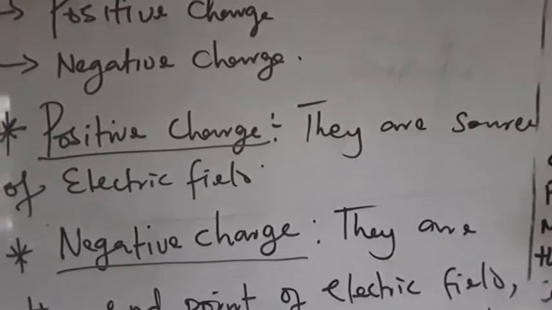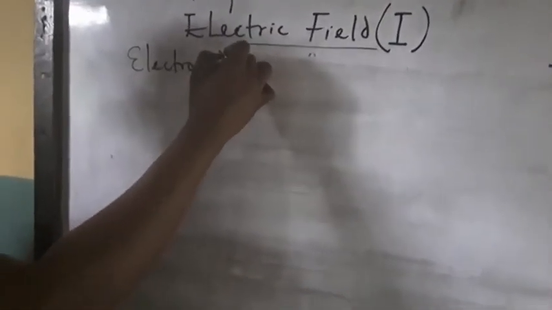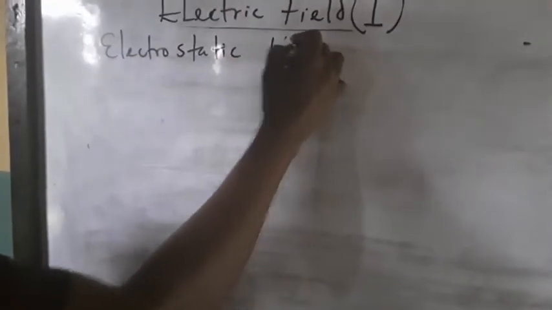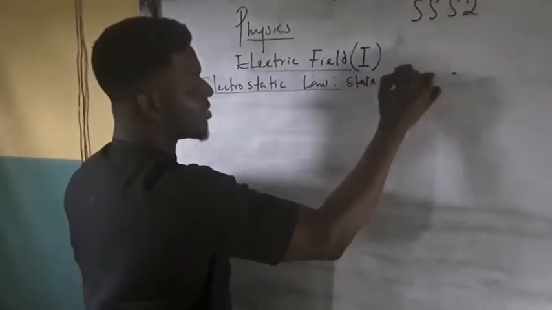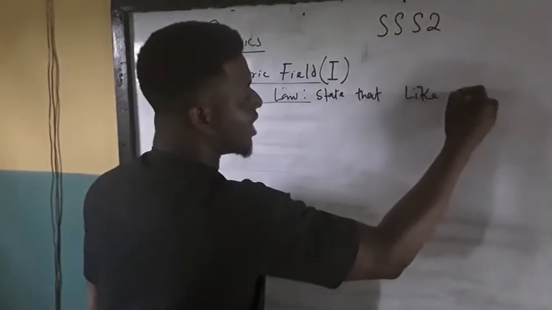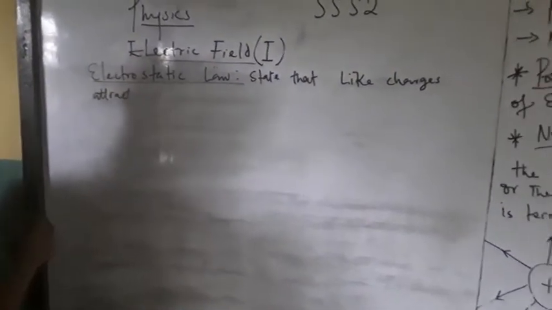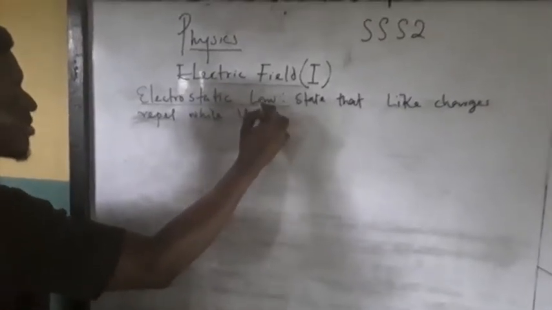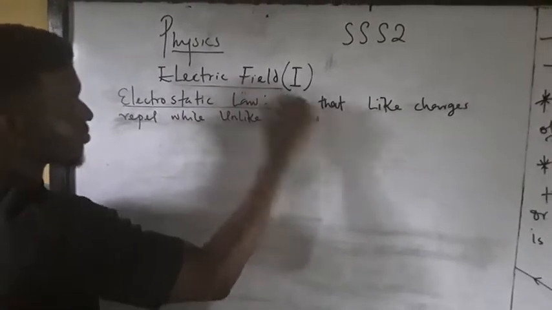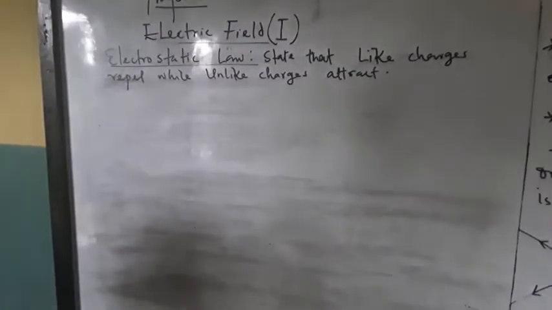Now, for you to understand how they relate, I'm going to relate it to what we call the electrostatic law. The electrostatic law states that like charges repel, while unlike charges attract. Like charges repel, while unlike charges attract.